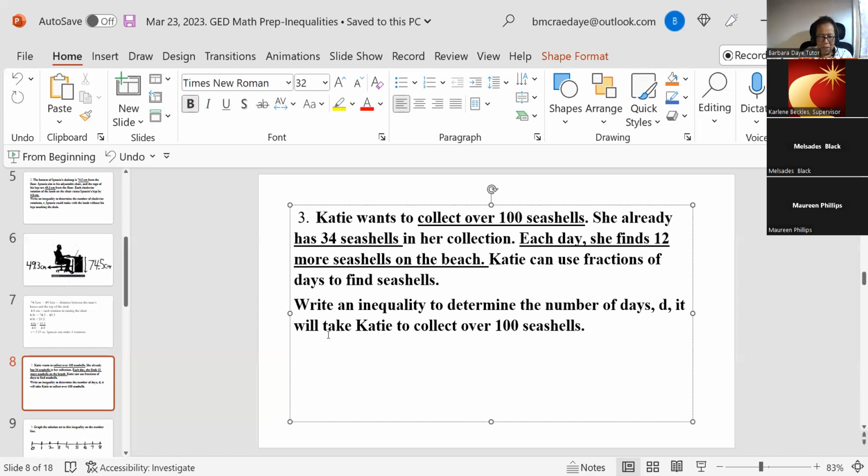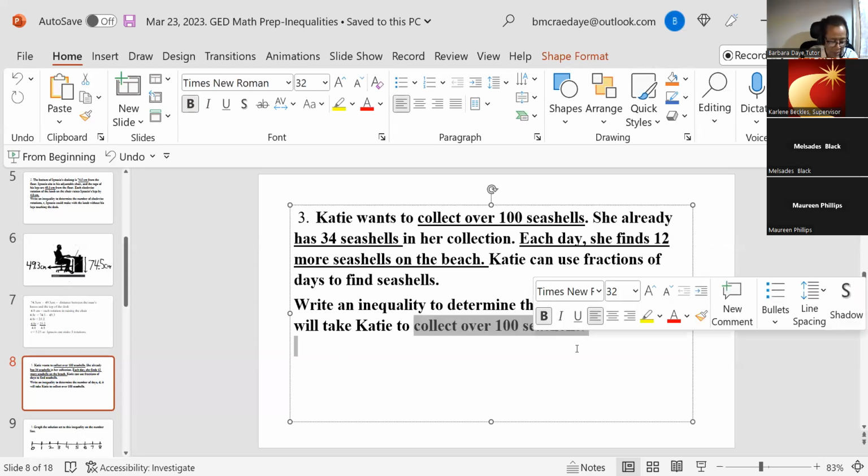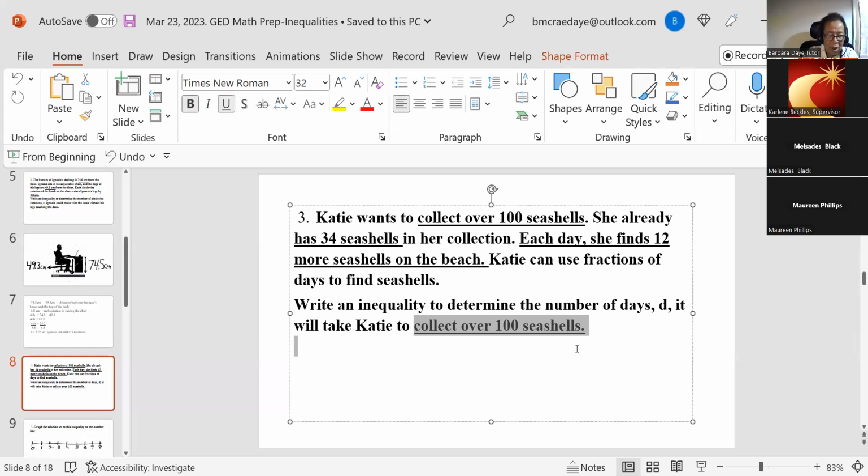No. What are you trying to find? Write an inequality to determine the number of days it would take Kathy to collect over 100. The days. So I want you to write that inequality. Oh, this one is hard for me to even put right. Every 5.5 days, right? I don't know how to write the inequality. Oh boy. Write the inequality. I don't know how to write this inequality.